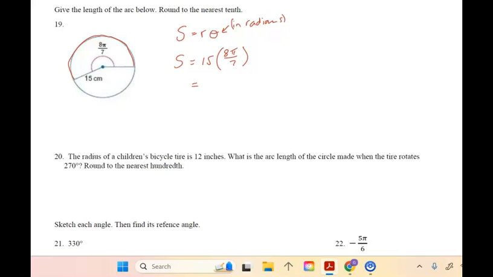And then divide by 7. And to the nearest tenth, that's going to be 53.9. And whatever the unit of measurement is for the radius, that will be the same for the arc length. So this is in centimeters.